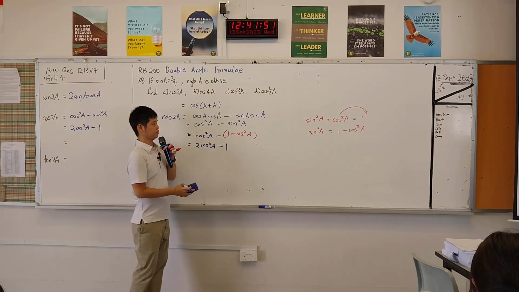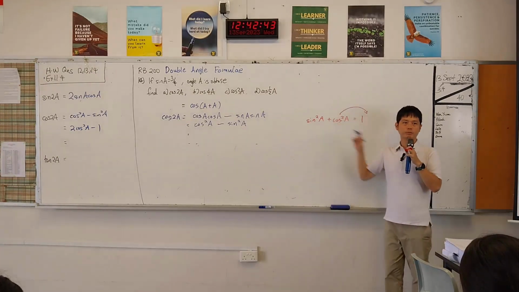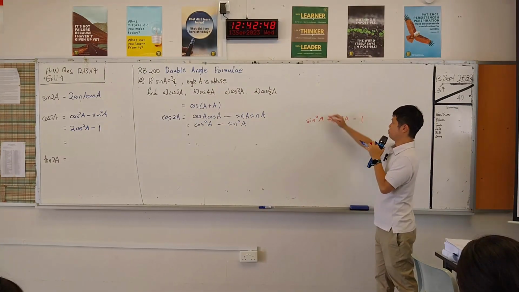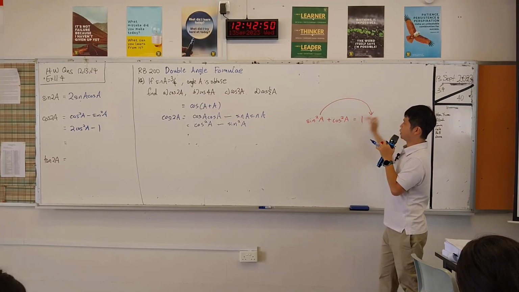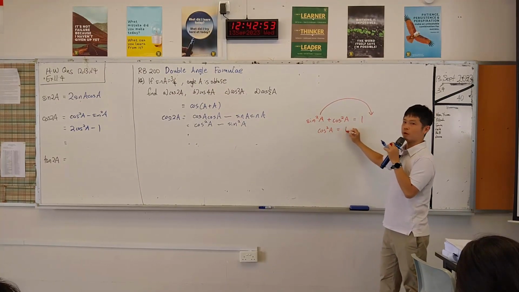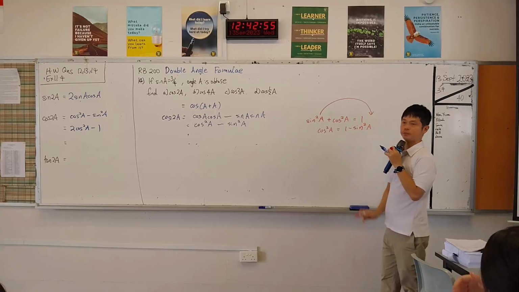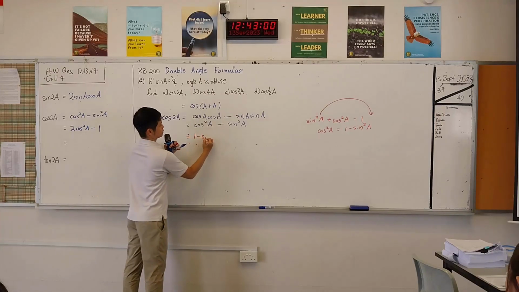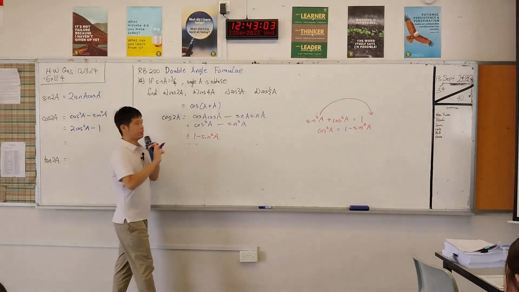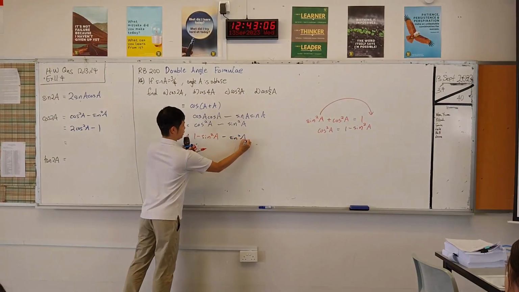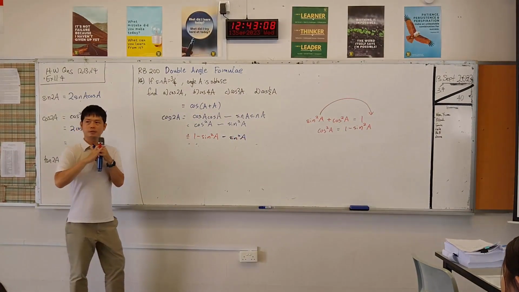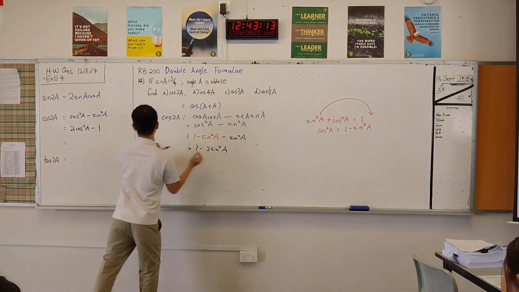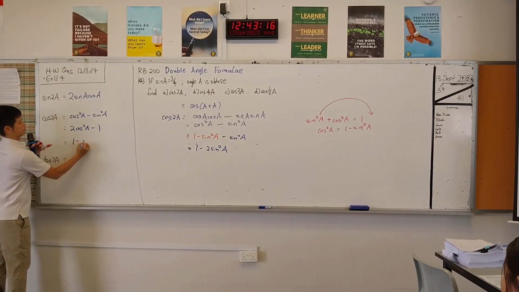It's exactly the same idea. Instead of making sine square A the subject, I now make cosine square A the subject. So to make cosine square A the subject, I will move this over. So cosine square A is 1 minus sine square A, right? So let's change this to 1 minus sine square A, and I will have another sine square A. So how do we simplify this? Okay, that is the final one for cosine 2A.